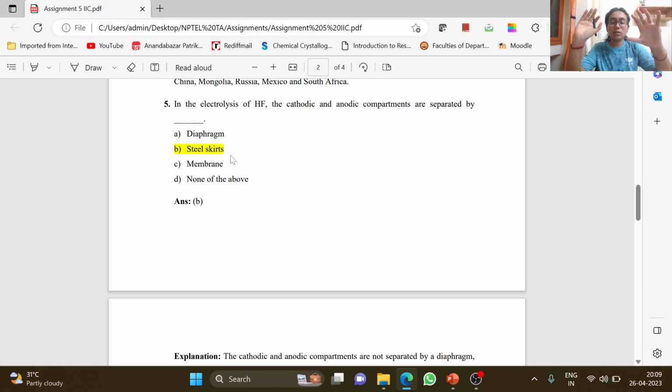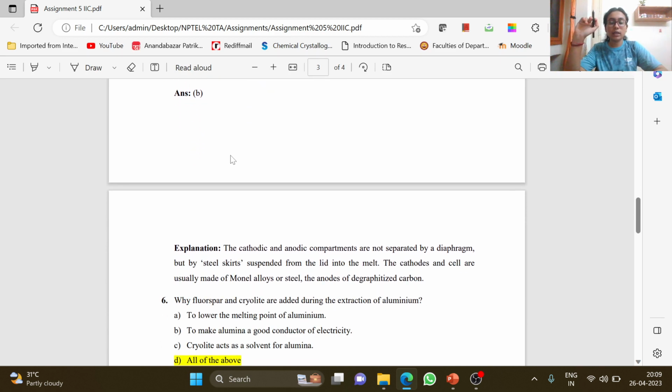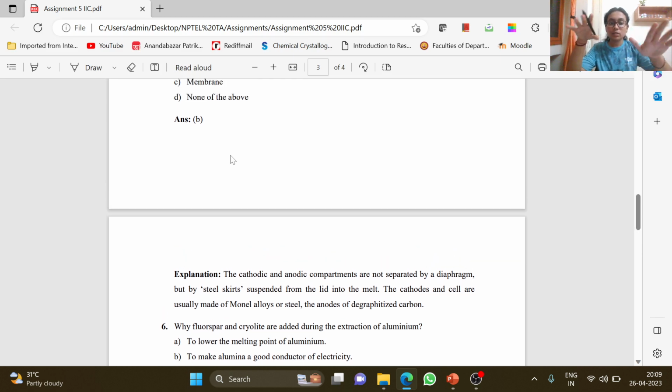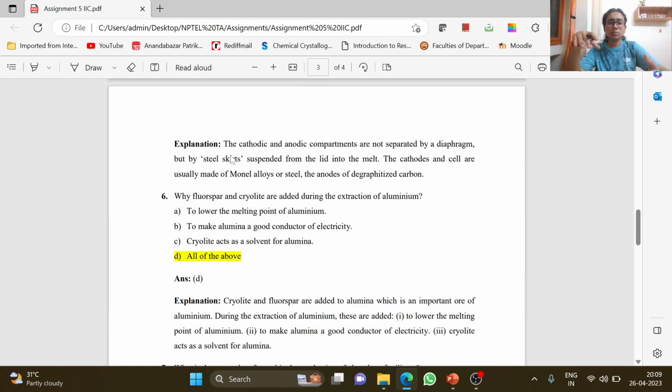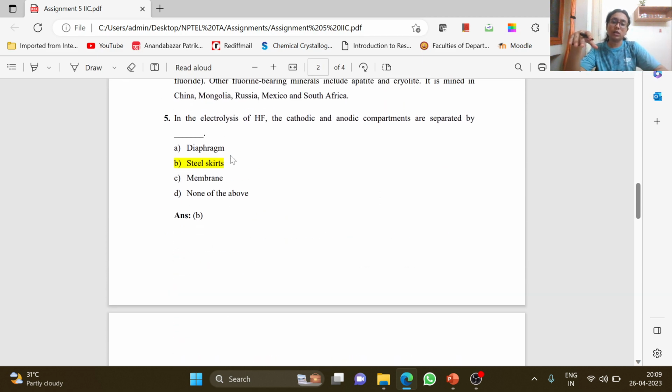And then what we will generally do, the anode will be placed, anode material like any metallic material, and then the cathode will be separated from the anode material by that steel scarts, like a coating of asbestos fibers will be made on the cathode, and then the anode will be the metallic material only, but it will be separated from the cathode by this steel scarts. So that is the designing of the electrolytic cell.